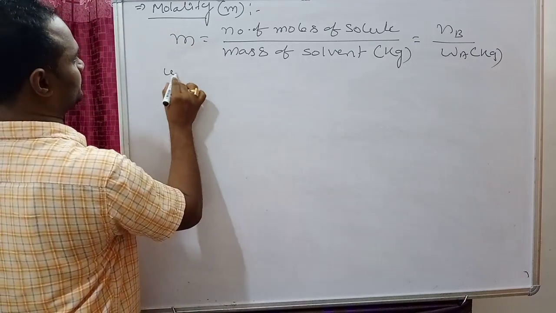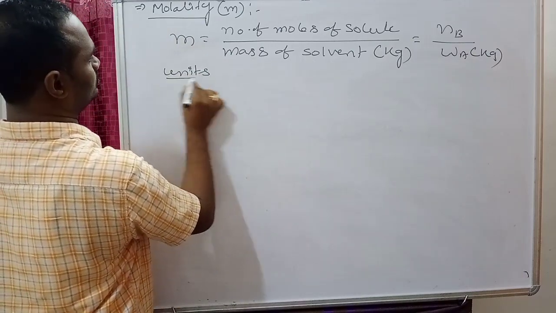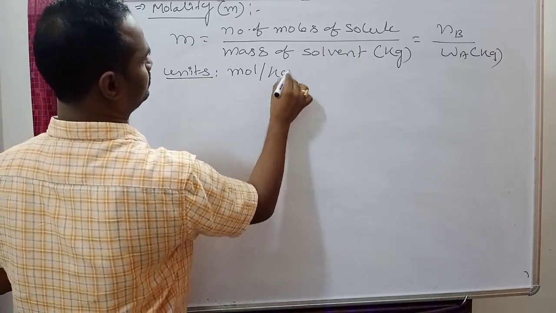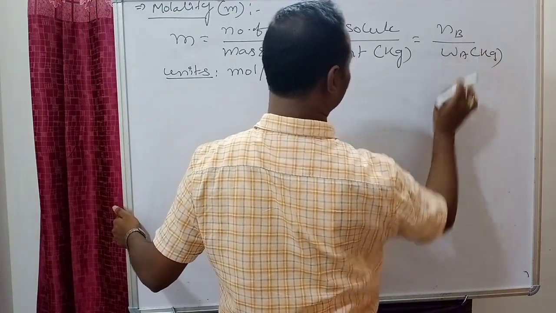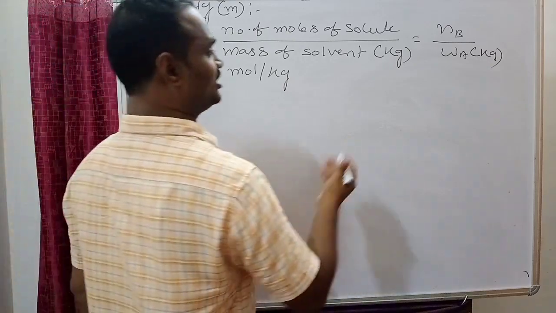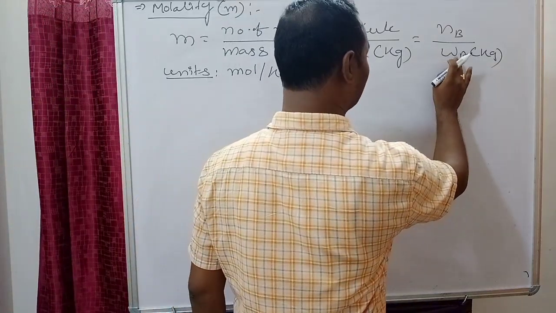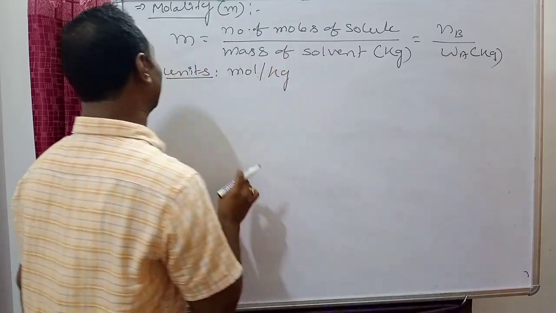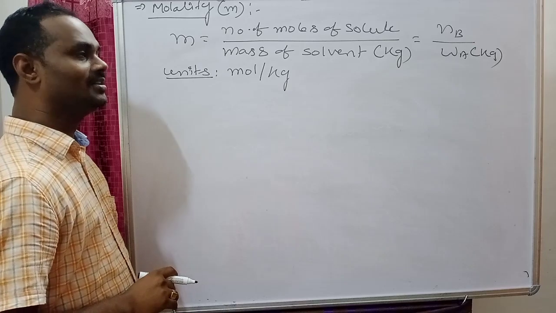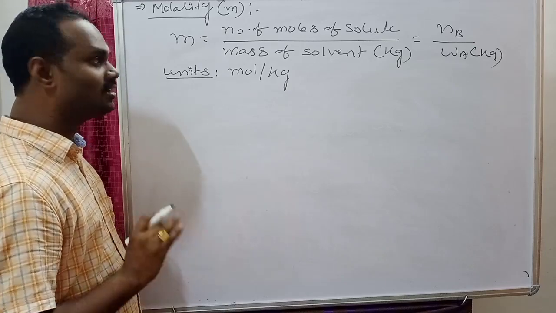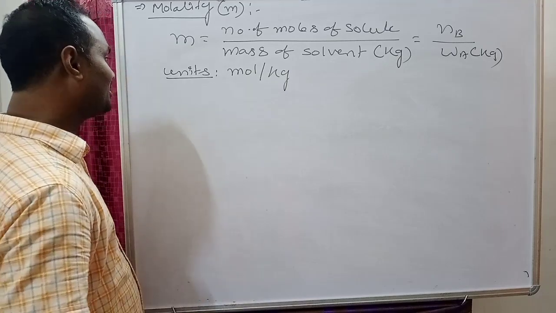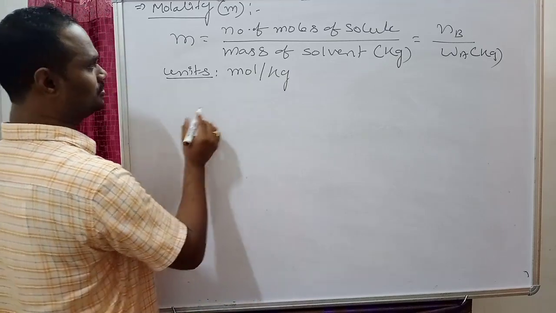Number of moles of solute, Nb, by mass of solvent in kgs. Units for this: mole per kg. Mass in kgs, number of moles means mole. Here there is no volume term. That's why this is temperature independent. Generally, where a volume term is present, that concentration term depends on temperature. Your molality is temperature independent.